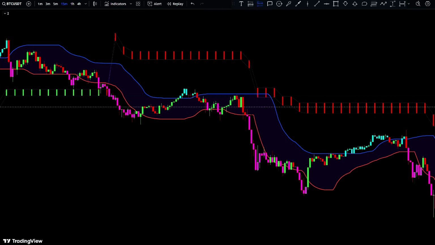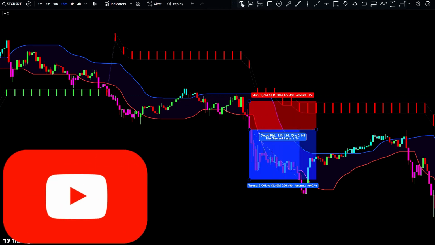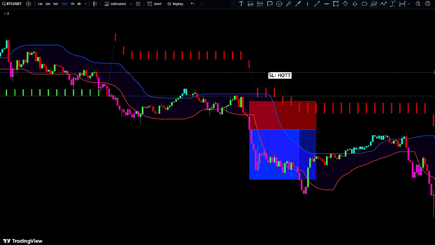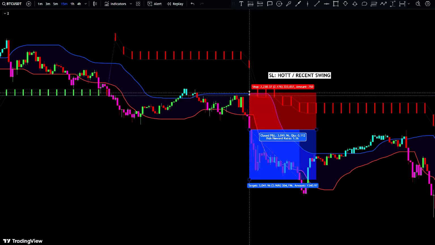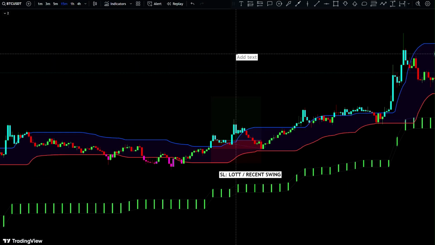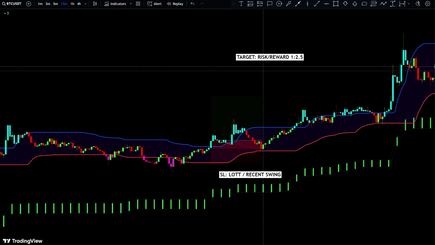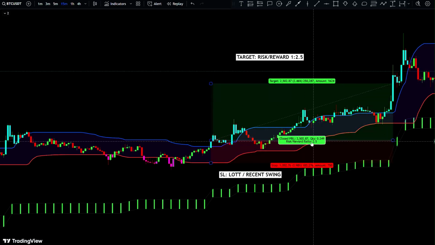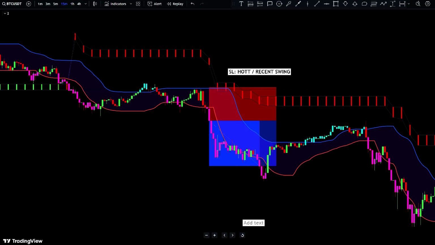The HOTT line is a good resistance level, so if the price breaks above it, it's a sign that the downtrend may be losing momentum. The most recent swing high is also a good resistance level and it represents the recent high point of the price action. And finally, for your target, I recommend a 2.5 risk to reward ratio. Whether you're buying or selling, this means that your target price should be 2.5 times the distance from your entry price to your stop loss.